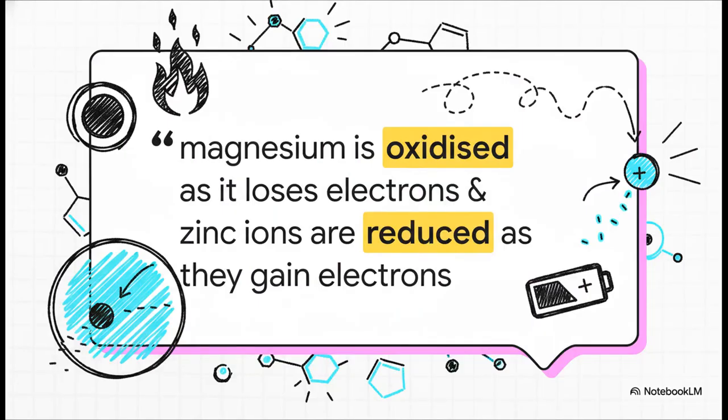Now this is fantastic because it's a direct quote from the mark scheme. This shows you the exact phrasing an examiner is dying to see. Notice how it's structured. You get 1 mark for explaining that magnesium is oxidized because it loses electrons. You get the 2nd mark for explaining that zinc ions are reduced because they gain electrons. You have to link the substance, the process, and the electrons for both parts to get both marks.